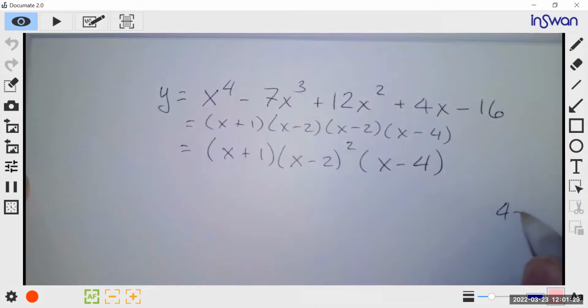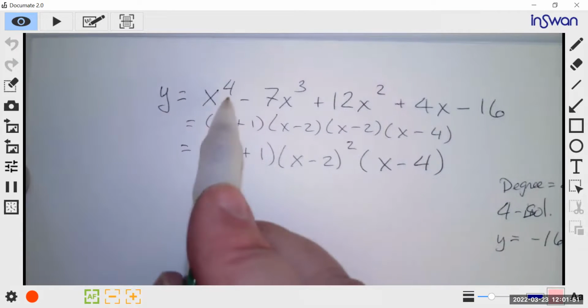It has 4 intercepts or 4 solutions. The y-intercept is -16, very good. What's the shape? The degree. The degree is 4. It's the highest exponent.